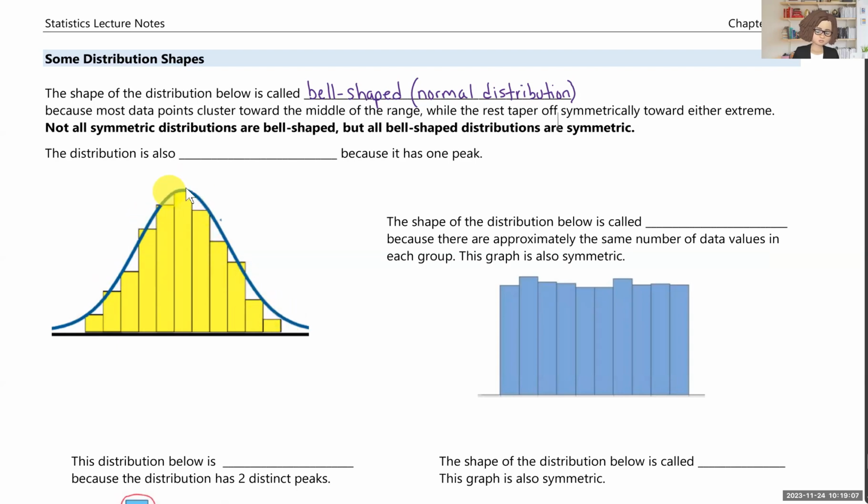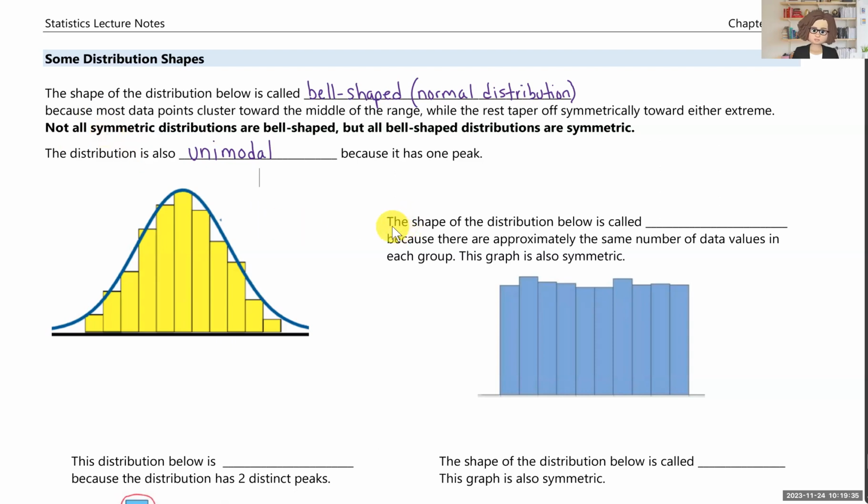So because there's just one peak in the graph in the center, that distribution is called uni, for one, modal, so one place where most of the data lies, that peak at the center. Now, bell-shaped curves are symmetric, but not all symmetric distributions have to be bell-shaped. So we'll see another example of a symmetric distribution in a moment.